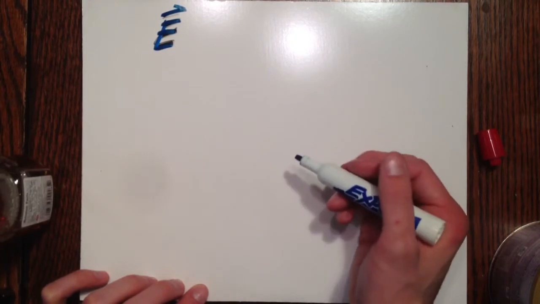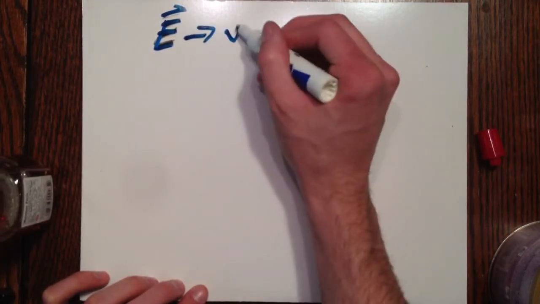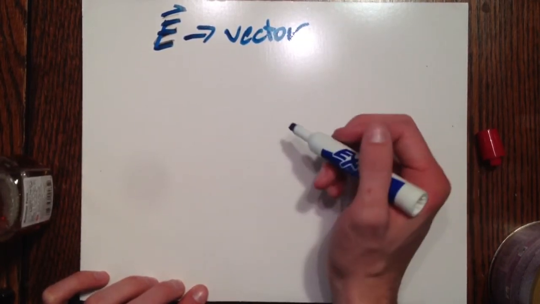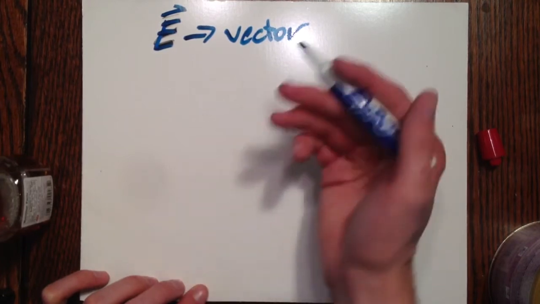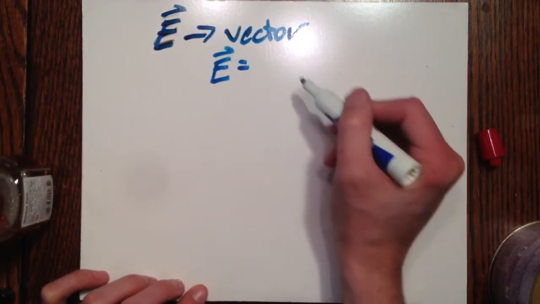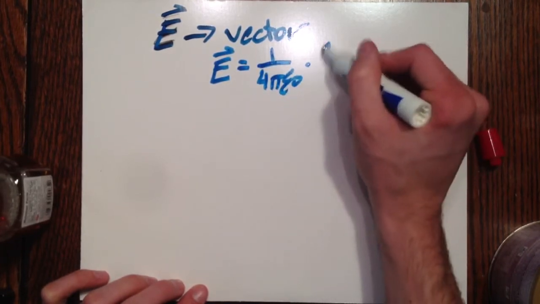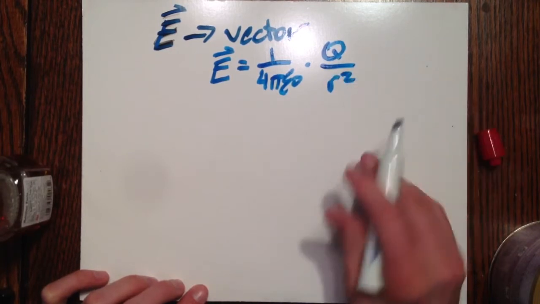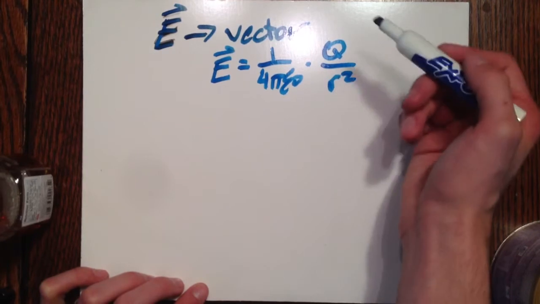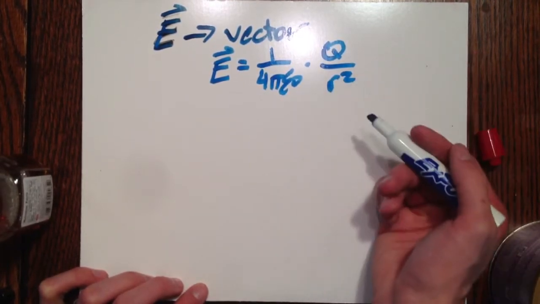Okay, electric field. One of the most important things about electric field is knowing that it is a vector quantity. Now, oftentimes when we're working with electric field, we're going to be dealing with point charges. And the electric field outside of a point charge is equal to 1 over 4 pi epsilon naught Q over R squared. Now, Q is the charge of your point charge. R is the distance out to whatever point you're talking about.